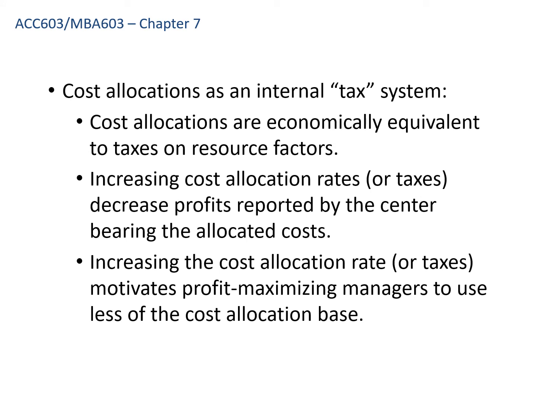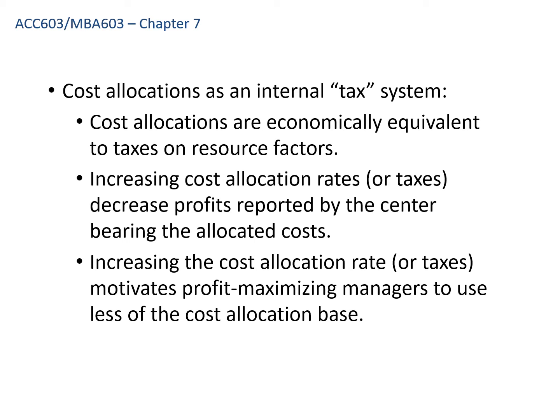So cost allocations is an internal type of tax. Increasing cost allocations causes the profits that are being reported by a product line or a division to be reduced, and then increasing the allocation rate motivates them to use less of that cost allocation.